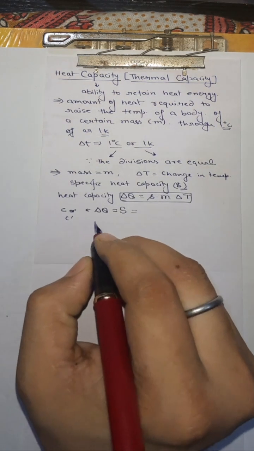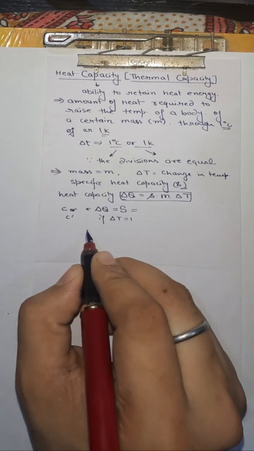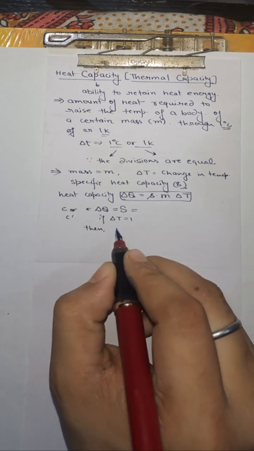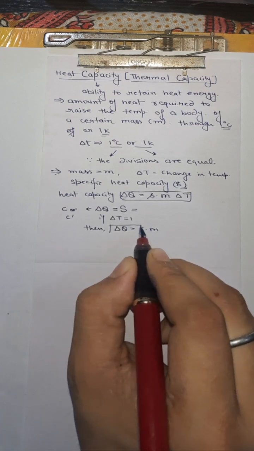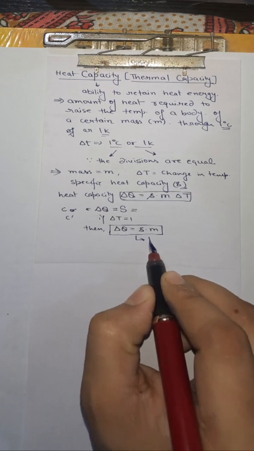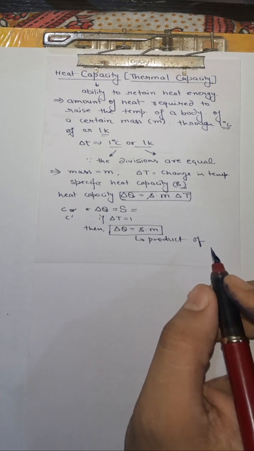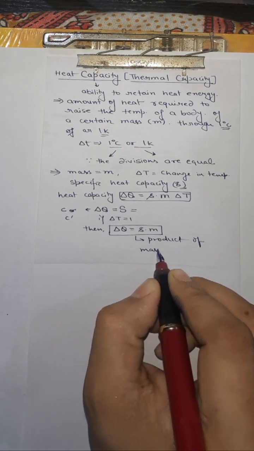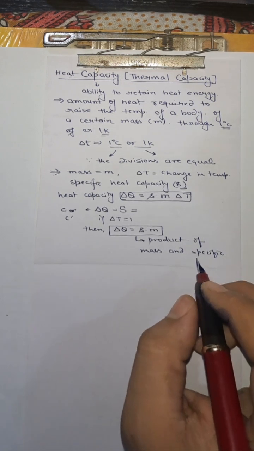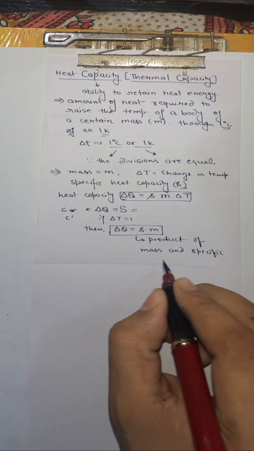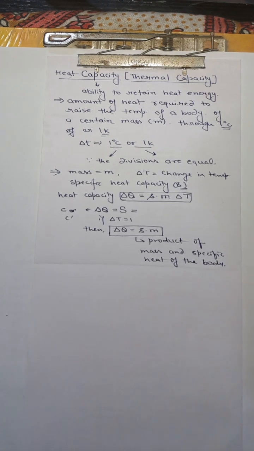So we can say here, if delta T is 1 degree Celsius, then delta Q is equal to S into M. This is nothing but the product of mass and specific heat of the body.